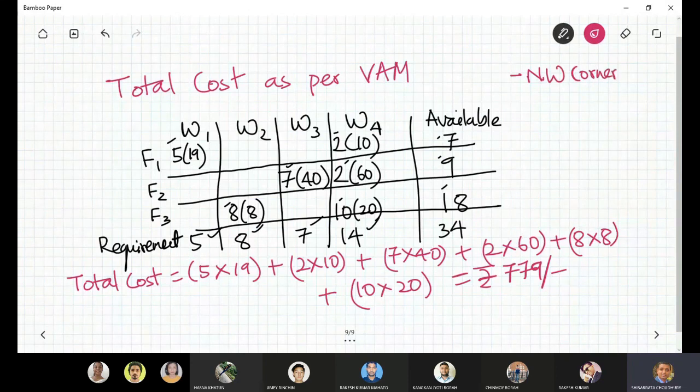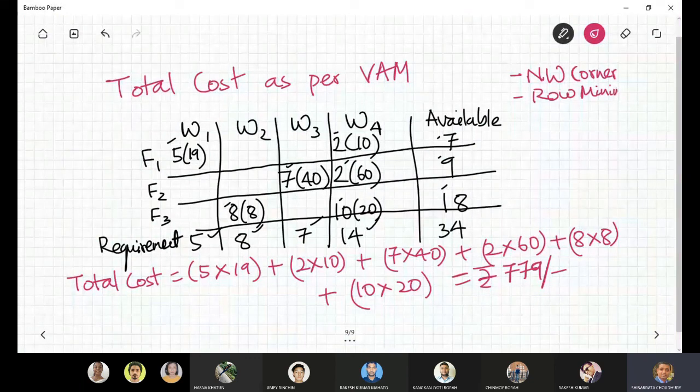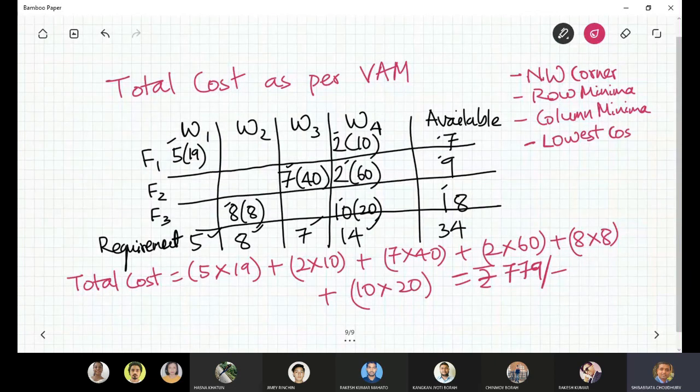The lowest cost method. Then we also discussed row minimum, column minimum, lowest cost, and then after that Vogel's method.